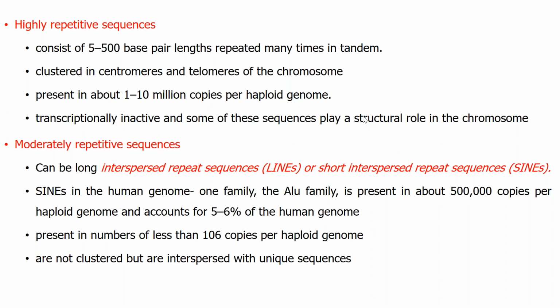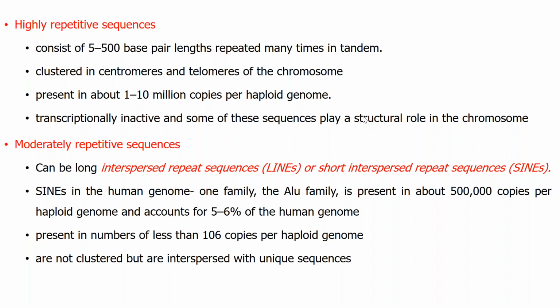So highly repetitive sequences consist of around 5 to 500 base pairs which will be repeated in tandem. अगर मान लीजिए 10 base pairs का कोई sequence ले लो, GCA, GCT, अब वही repeat होता जाएगा बार बार 500 times. This is clustered in centromeres or telomeres of the chromosomes, and it is present about 1 to 10 million copies per haploid genome. Transcriptionally, it is inactive. Some of these sequences play a structural role in the chromosome.